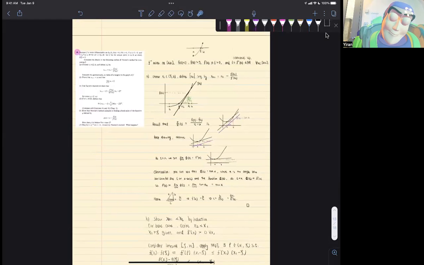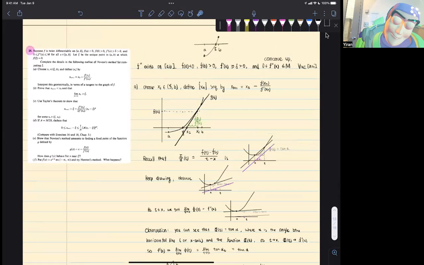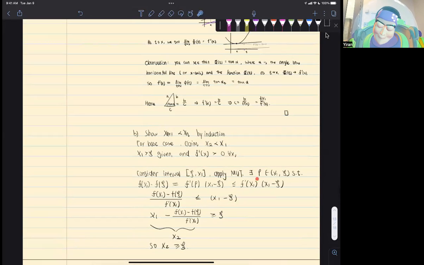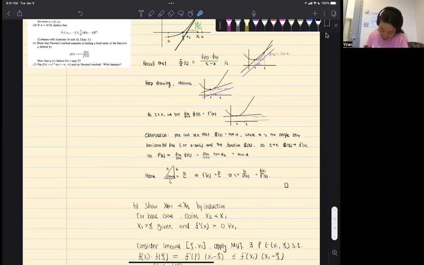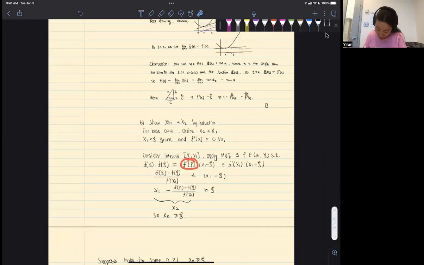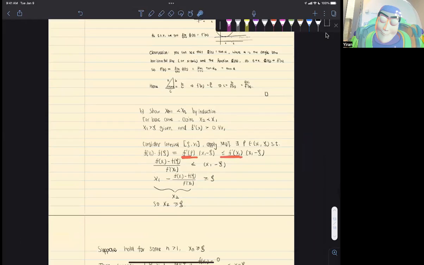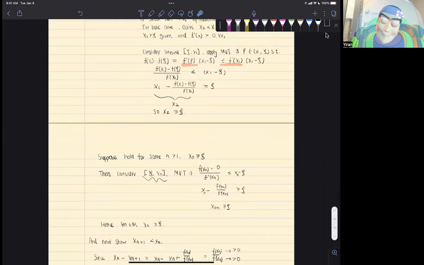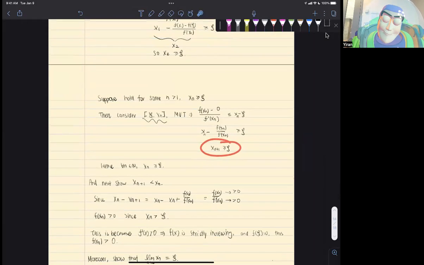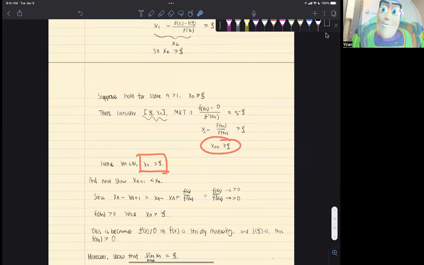Oh, actually, another information we have. So here, this is larger than f prime of p, given that p is smaller than x1. This holds because we know that f double prime is larger or equal than 0. Therefore, f prime is a monotone increasing function. Therefore, we have this is larger than this. Okay, and then we keep using that, and then we have this. And therefore, for all n, we have x(n) is larger than c.